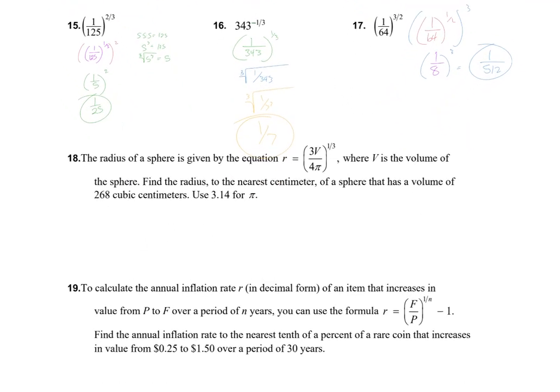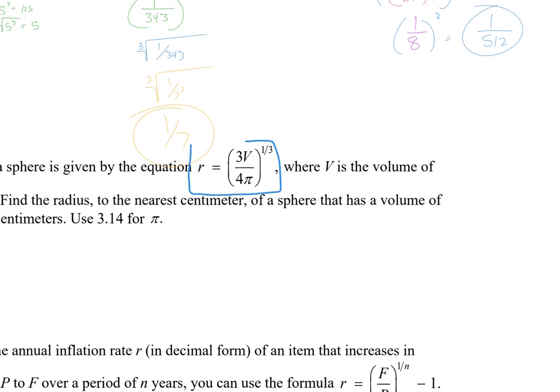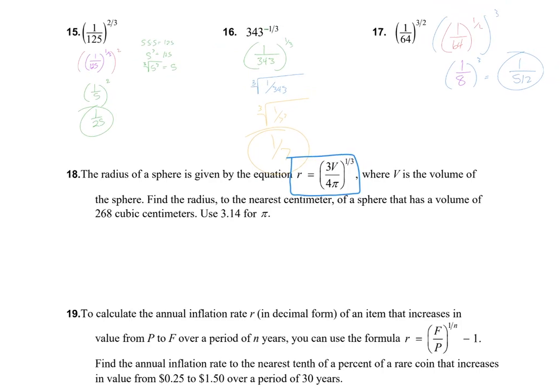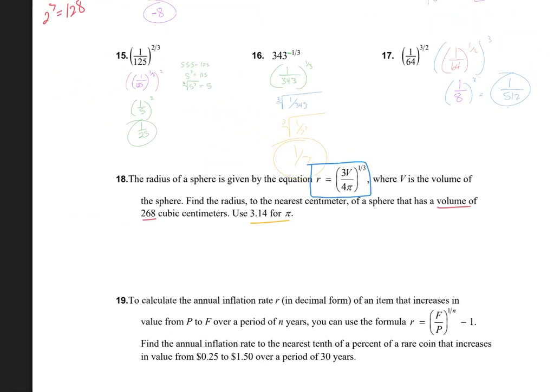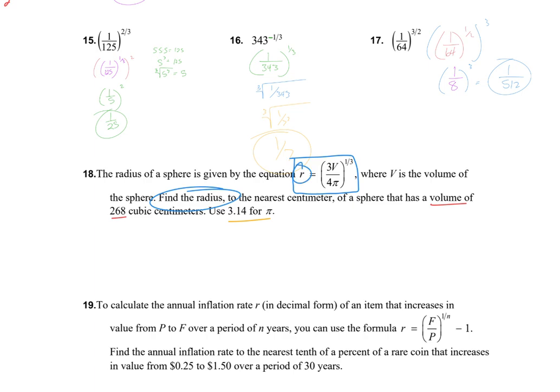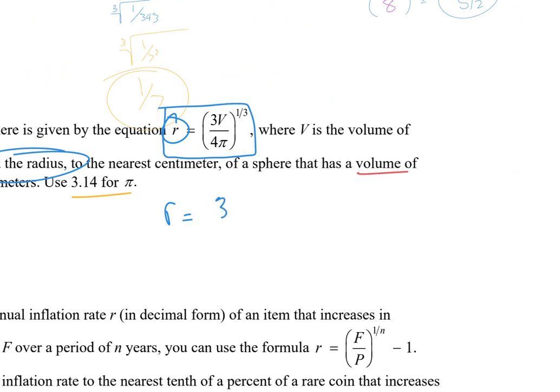The radius of a sphere is given by the equation that, where V is the volume of the sphere. Find the radius to the nearest centimeter of a sphere that has a volume of 268. Okay, so they're giving us things. Volume, 268. And then use 3.14 for pi. Okay. And we're supposed to be finding the radius. We want that. Okay, radius equals 3 times 268 over 4 times 3.14, all cube rooted.